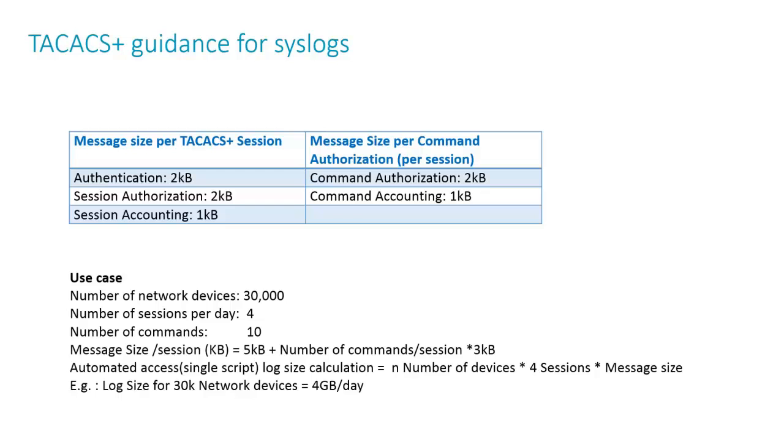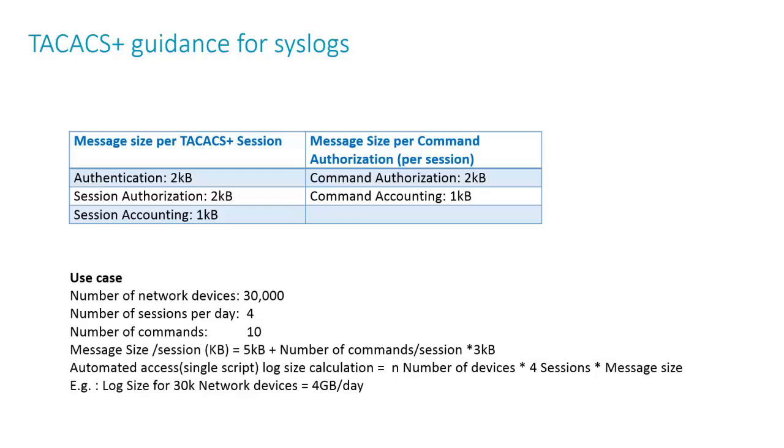So there is a little formula to it, and if you wanted to calculate the log size, it is the number of devices multiplied by the number of sessions multiplied by the message size, which comes to 4 gigabytes per day for 30,000 network devices. Awesome, right? Now we know the log size. We also have an idea of the nature of sessions and the number of commands, and probably we can calculate the transactions per second based on that.